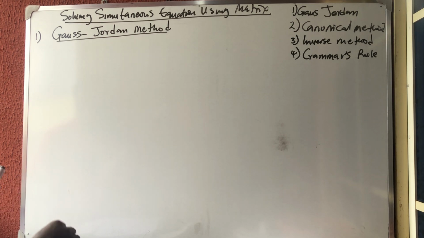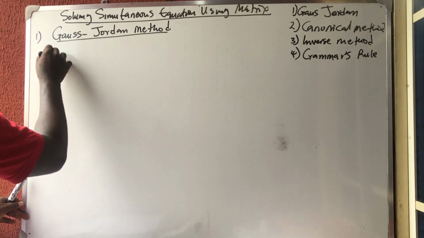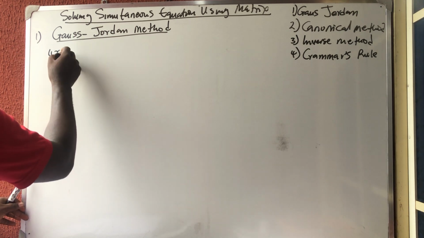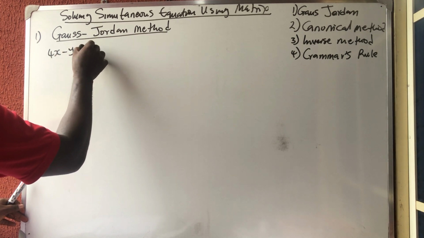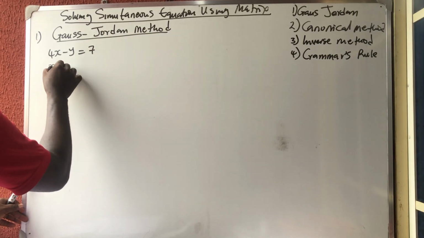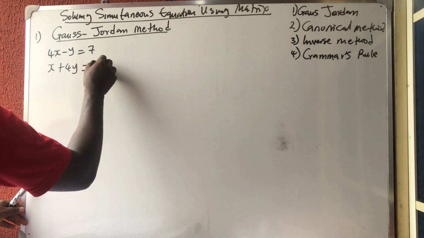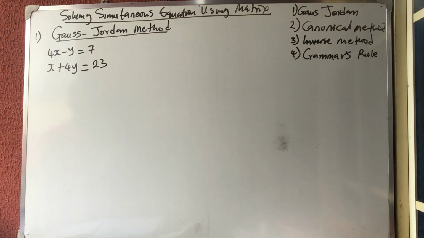Now let's solve an equation. The first one we want to solve is 4x minus y is equal to 7, and x plus 4y is equal to 23. So we're asked to solve this.